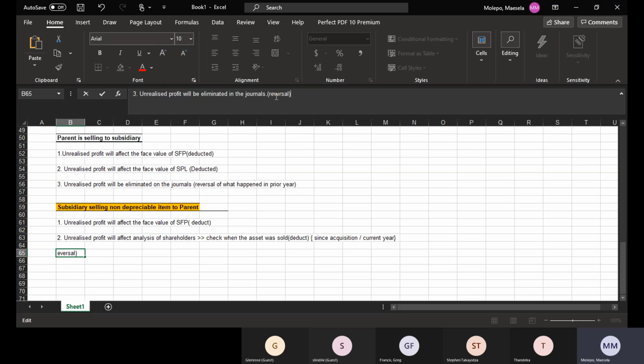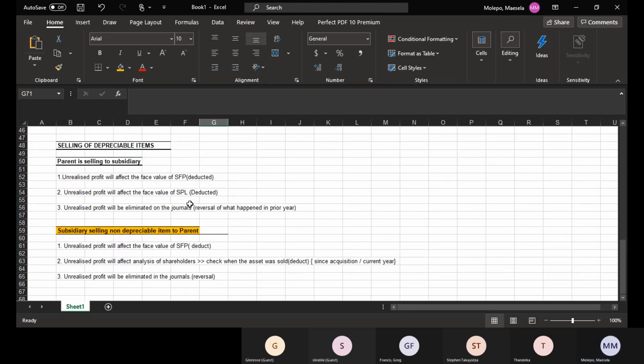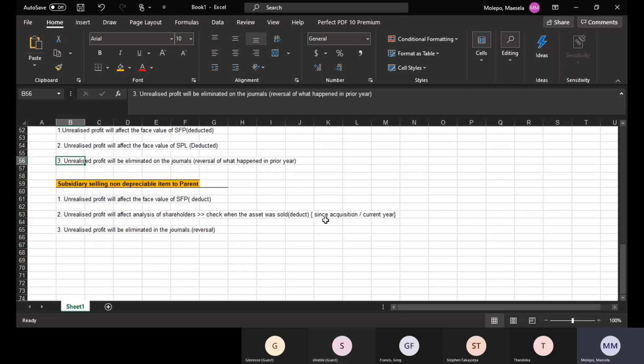So that profit will be eliminated in the asset itself on the statement of financial position, and then that profit, which is unrealized, will be deducted again on the statement of profit and loss, because in this case it is the parent who sold to the subsidiary, because E Limited bought, so it means the D was the one selling to E. So in this case we are dealing with a situation of the parent selling to subsidiary. So we're gonna eliminate the profit from the statement of profit and loss, and then we're gonna do our reversal of the journals.